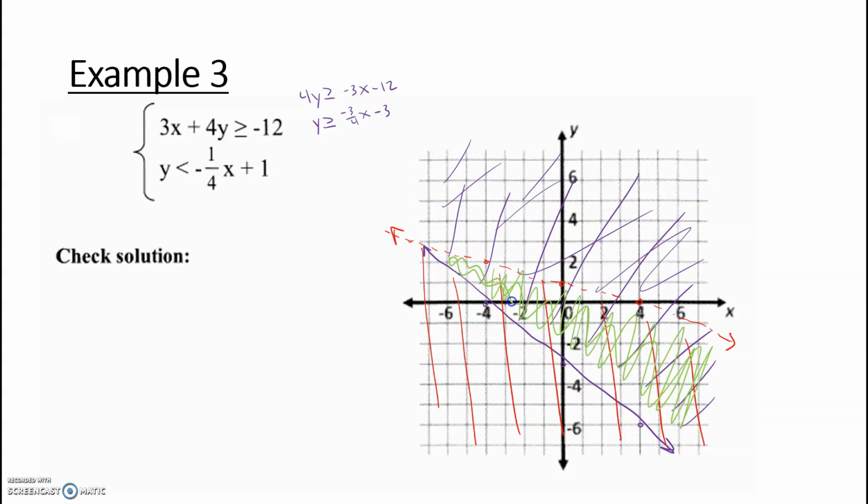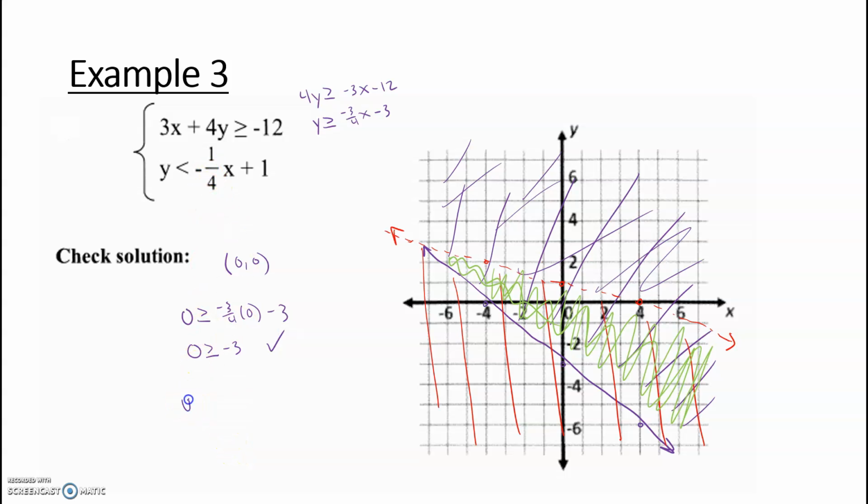There's your solution set. I see one that sticks out to me. 0, 0 is in there. So I'm going to grab 0, 0. We love when 0, 0 is one that we can check. So let's plug it into the first one. 0 is greater than or equal to negative 3/4 times 0 minus 3. So 0 is greater than or equal to 0 minus 3, which is negative 3. 0 is definitely greater than or equal to negative 3.